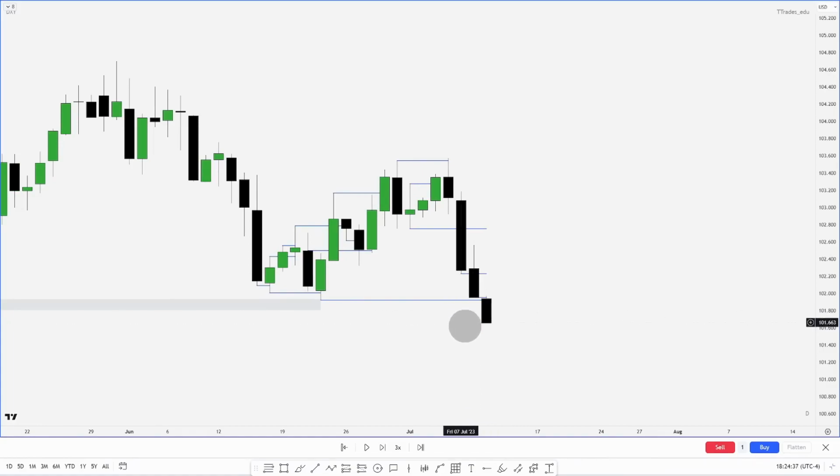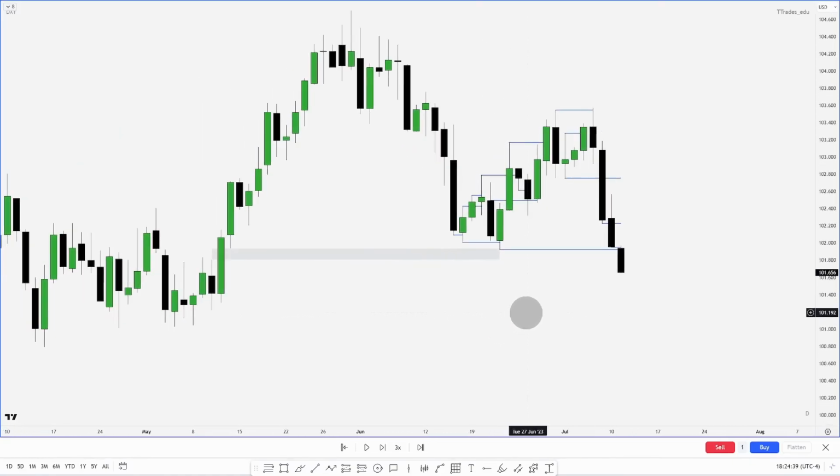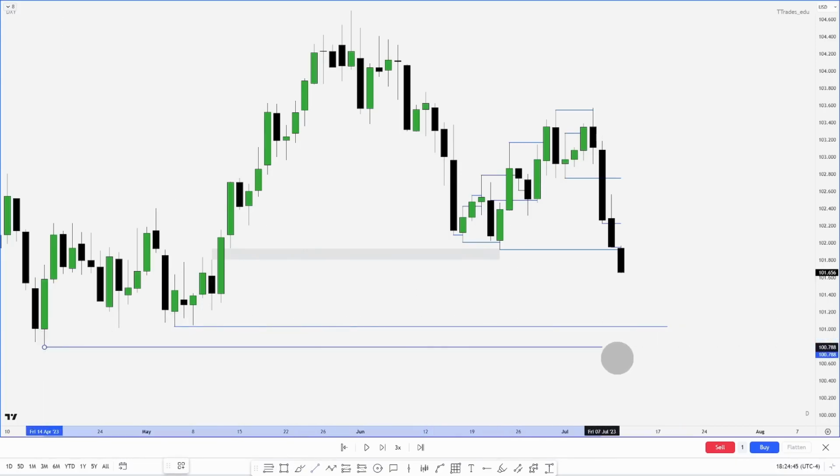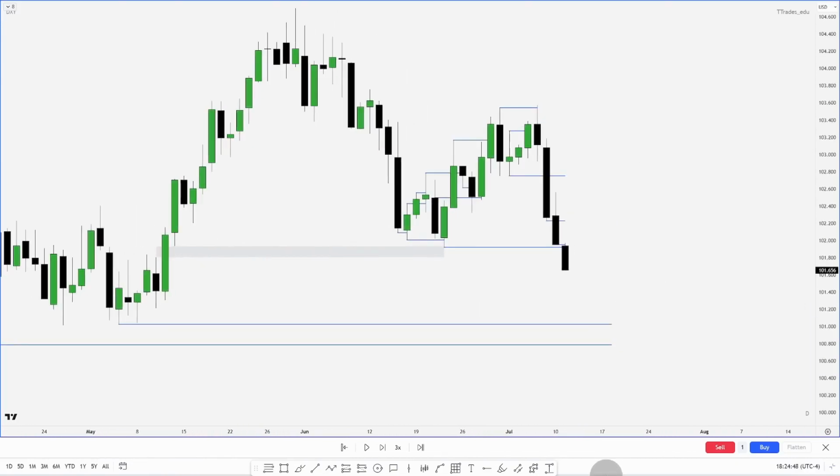Still closing outside. This is when I would need to look left. What do we have? We have a bunch of lows resting under here, or swing points. We can also mark out our previous day low.